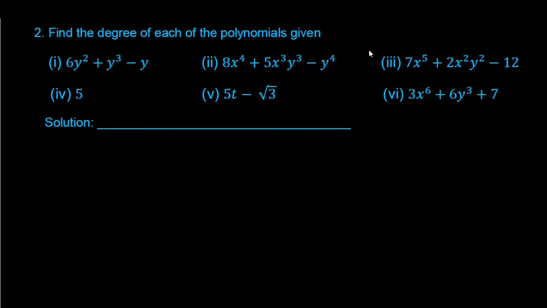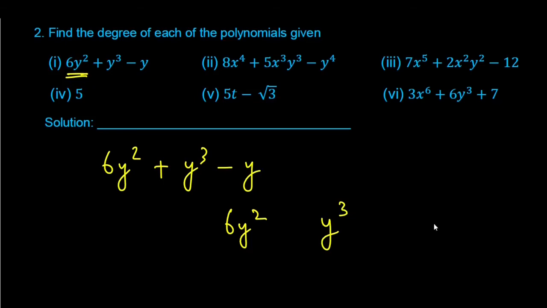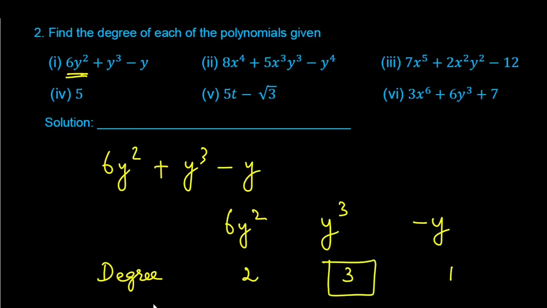Find the degree of each of the polynomials given. 6y square plus y cubed minus y. We have three terms: 6y square, y cubed, and minus y. Here the degree is 2, here the degree is 3, here the degree is 1. The highest degree is 3. So the degree of this polynomial is 3.